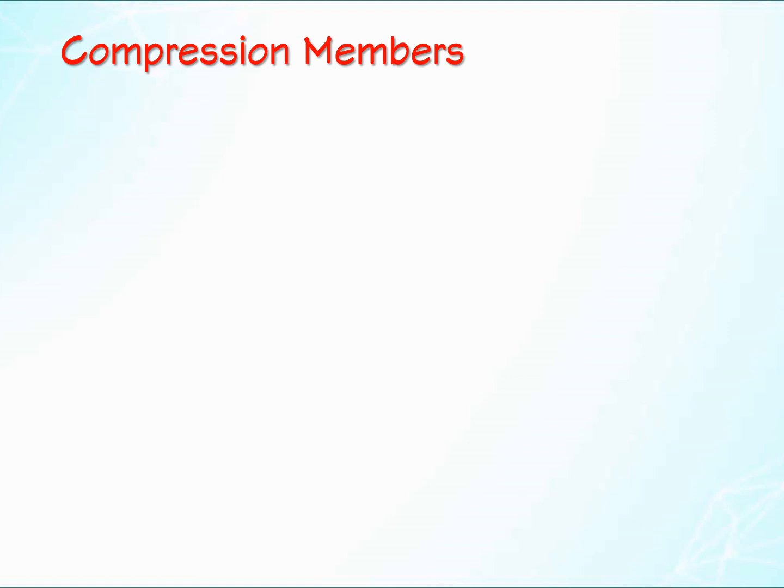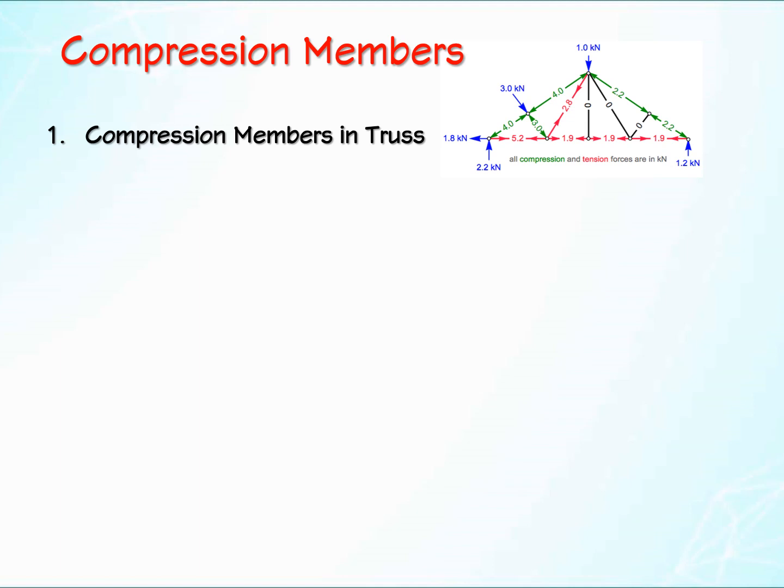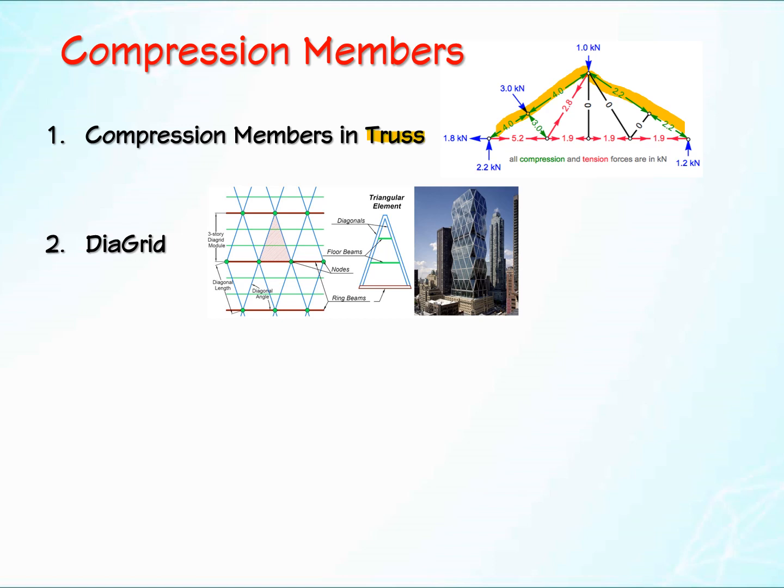Okay, let's look at several compression members. First compression members that we learned is compression member in truss. All truss members are either tension or compression. Top chord will be compression under gravity load. And these days another compression members are there. And we call these members as diagrid. So that the members in diagrid is usually in compression.